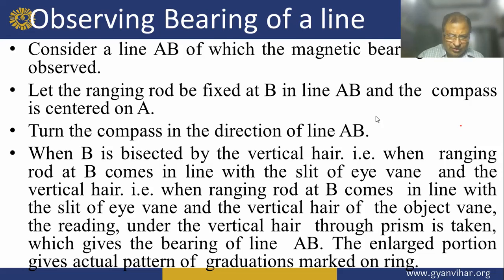When the ranging rod is bisected, the reading under the vertical hair through the prism is taken, and this gives the bearing of line AB. The enlarged portion gives the actual pattern of the graduation marks on the ring.